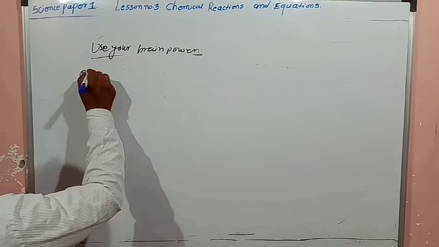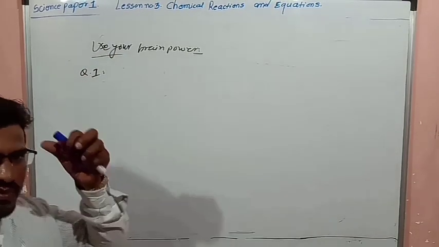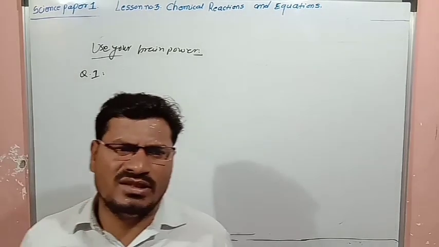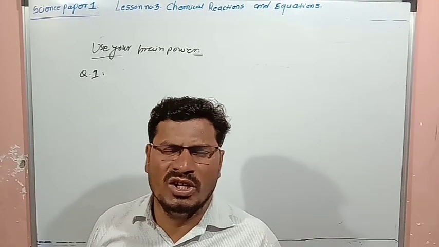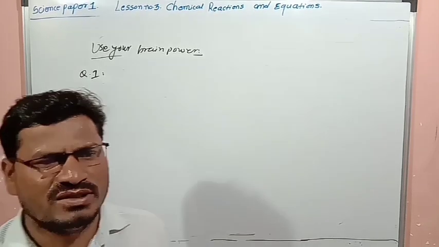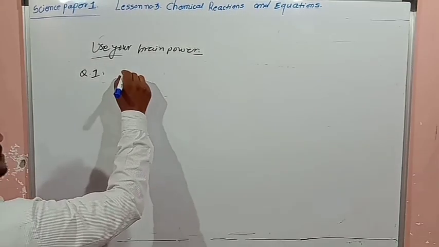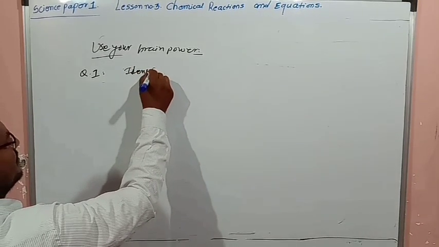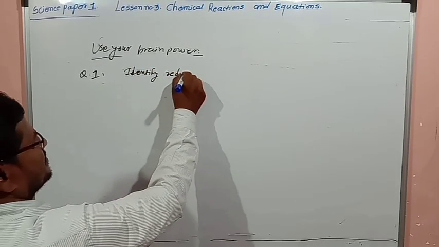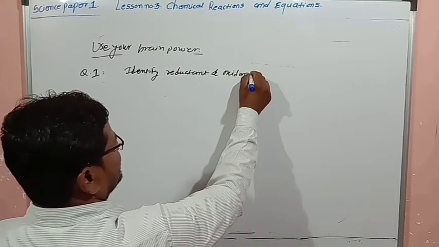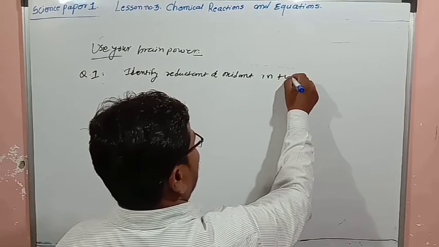So in that, the first question is there. Some two reactions are given, and in that you have to identify which is the reductant and which is the oxidant. So the first question is: identify the reductant and oxidant in the following reactions.